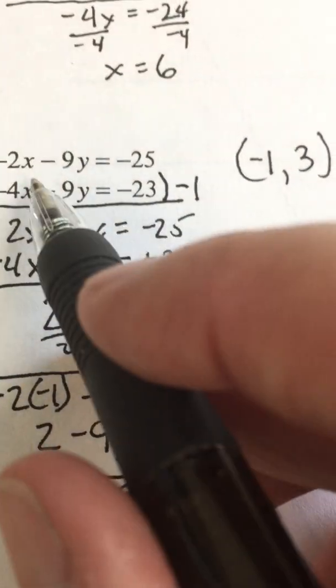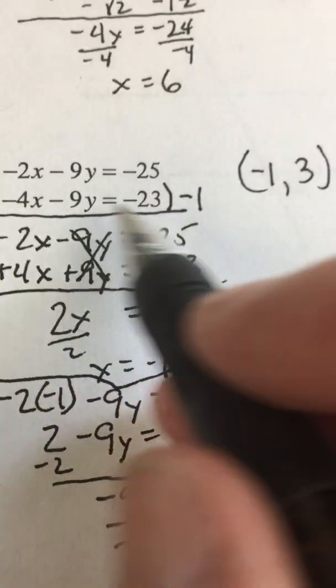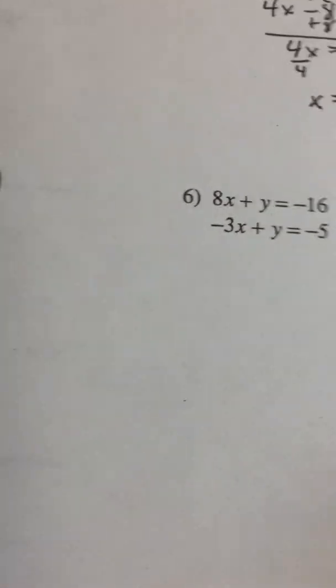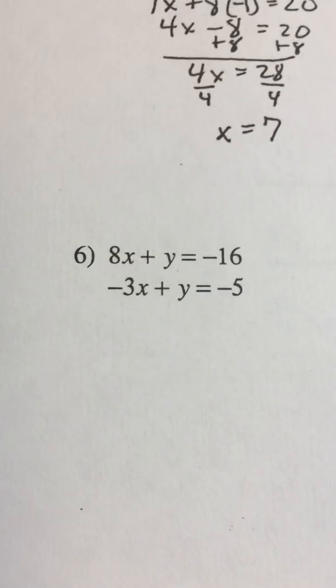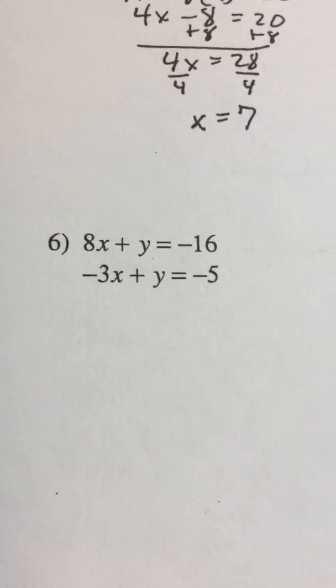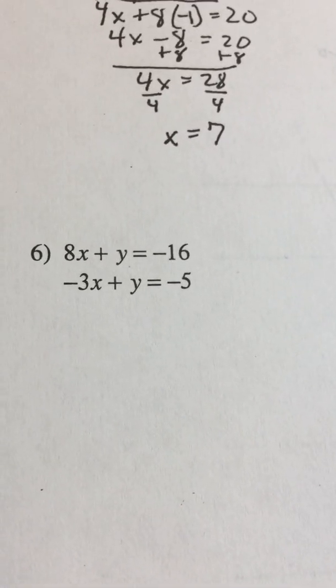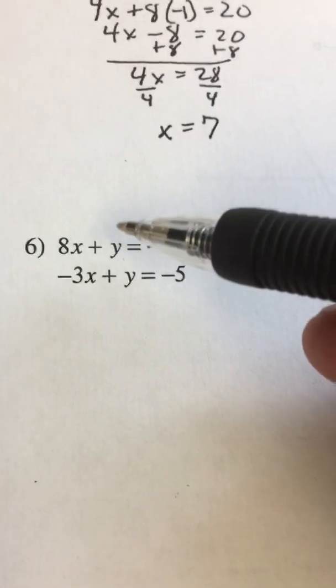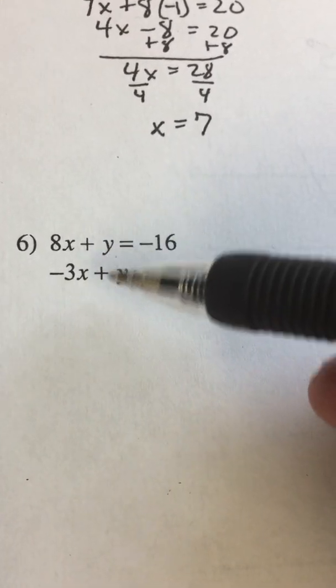If I plug in x is negative 1 and y is 3 in both of these equations, they will be true. All right, there's your solution to systems of equations. Go try this one. You're going to need to multiply one of the equations by something so either the x or the y will eliminate. And I'm pretty sure we need to make one of the y's eliminate because they both have a 1 in front of them.